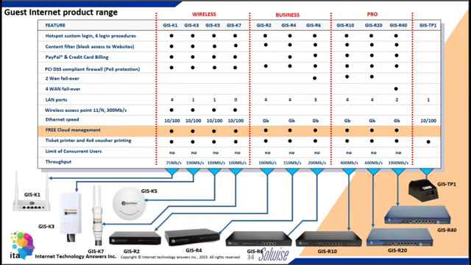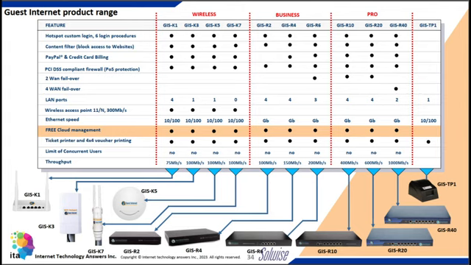Here's a quick review of the guest internet product range. You can see on the left-hand side the wireless products, 2 indoor products, 2 outdoor products. The indoor products suitable for small venues, retail, bars, pubs, that type of thing. The outdoor products suitable to build the Wi-Fi networks with roaming.